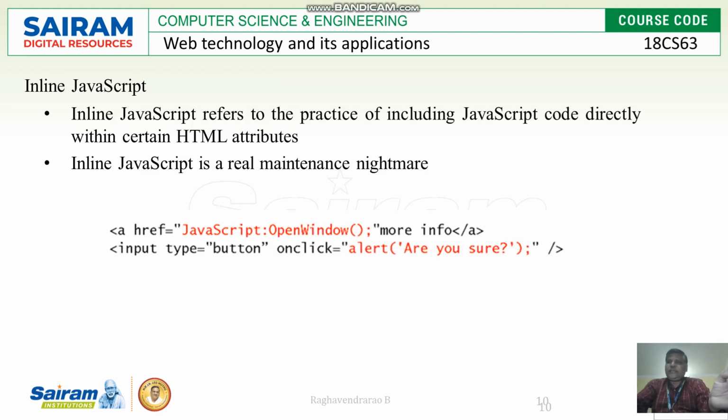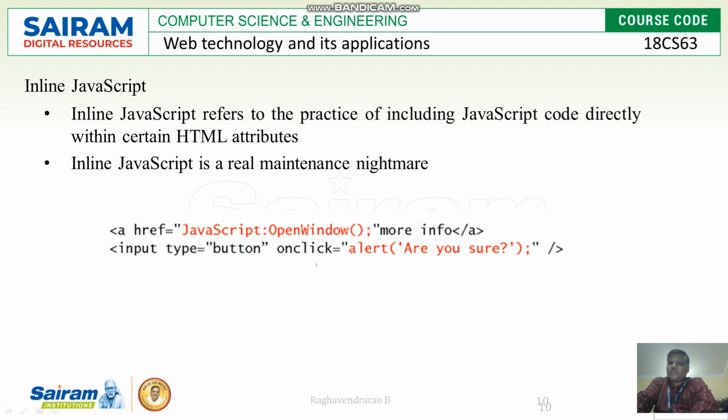What is inline JavaScript? Inline JavaScript refers to the practice of including JavaScript code directly within certain HTML attributes. You can see the example given below. Inline JavaScript is a real maintenance nightmare. Here the a href references JavaScript on the same line, where it is written. Same line JavaScript: this open window is a JavaScript function.